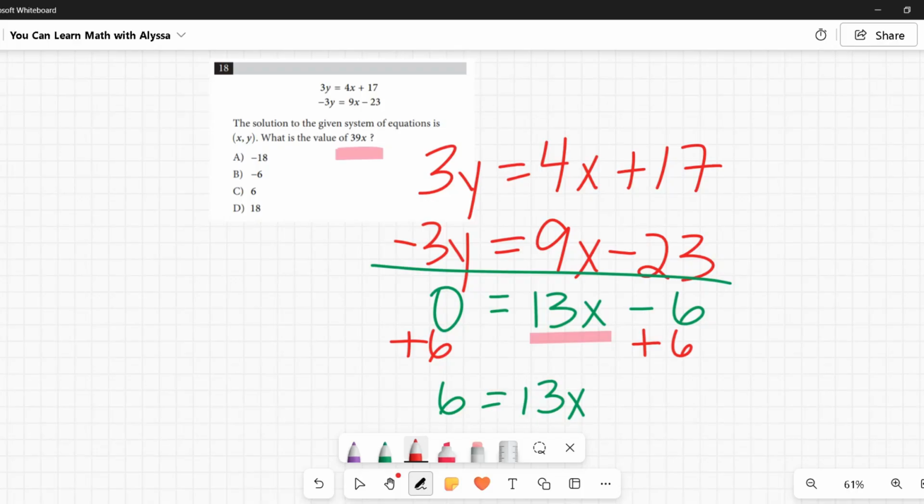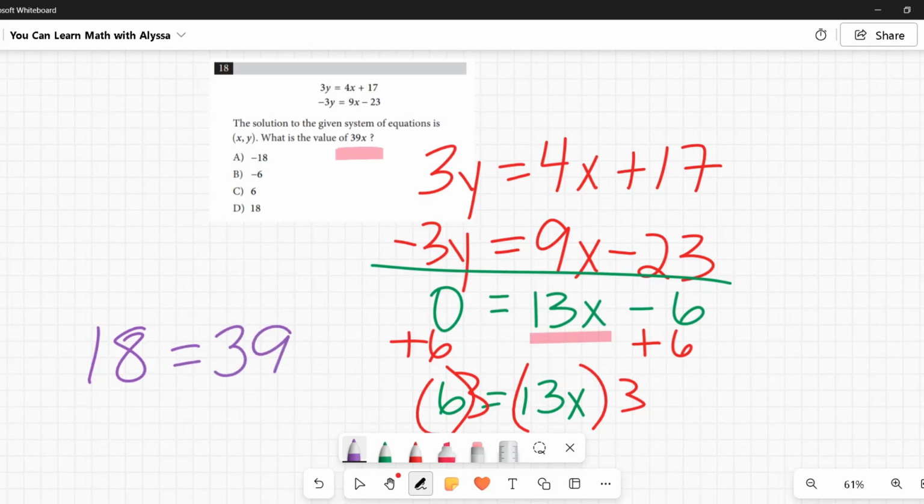I can just go, hey, I want this to be 39x equals something. So if I multiply both sides by 3, ooh, missed my parentheses there, then I will get 6 times 3 or 18 is equal to 13x times 3 or 39x.